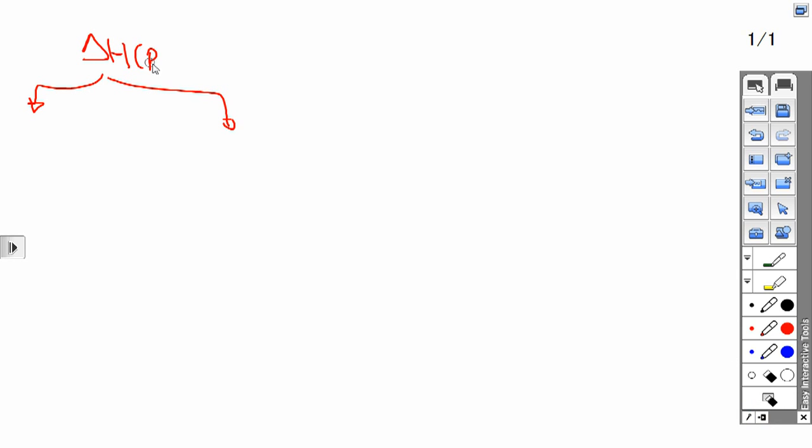for any chemical reaction may be negative or positive. If delta H is negative, the reaction is exothermic. If delta H is positive, the reaction is endothermic. What is the difference between them?